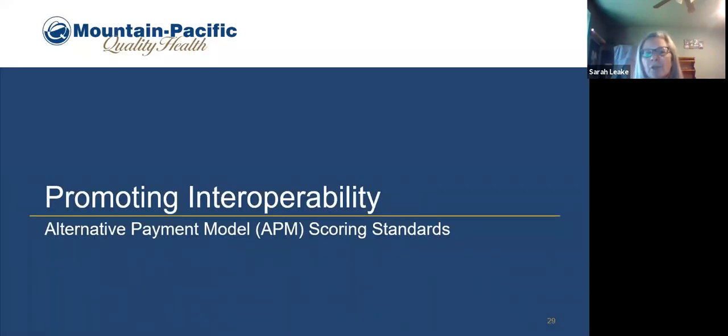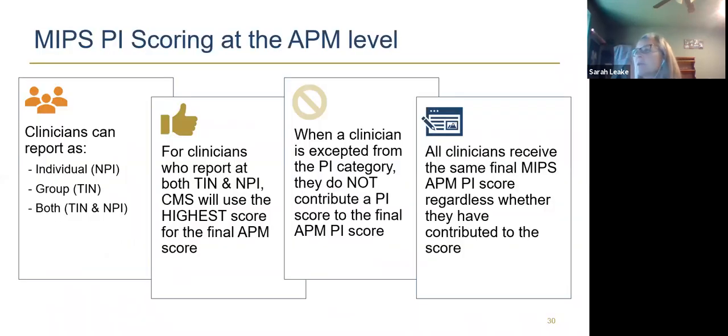Okay, we're going to look at alternative payment model scoring standards. So clinicians can report in several ways. They can report individually at the NPI level, or they can report as a group at the clinic level or the tax ID number, or they are actually allowed to report both the TIN and the NPI level.